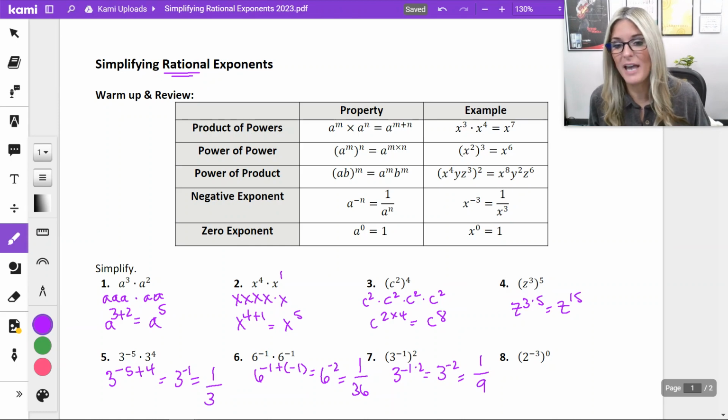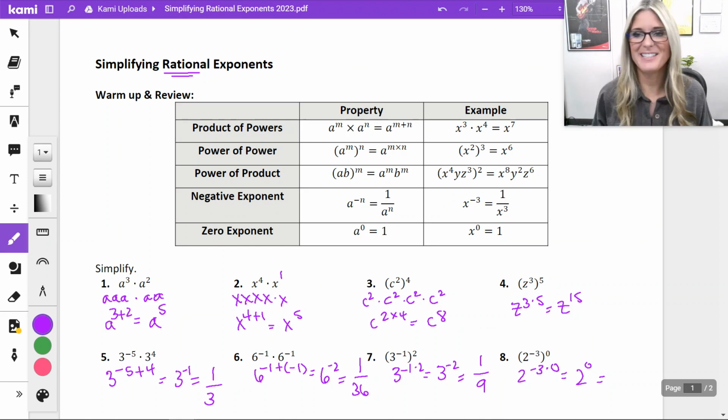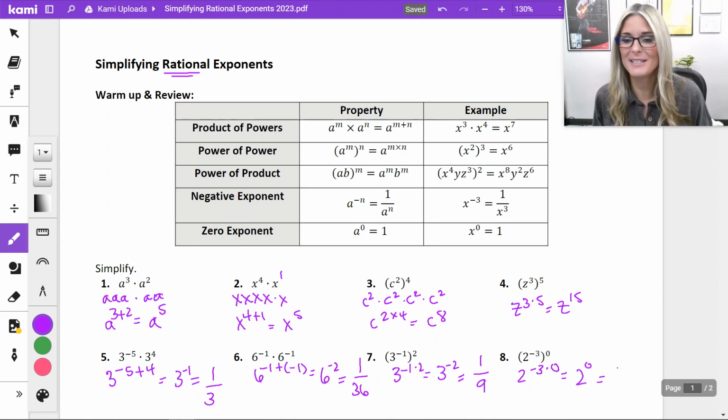And number 8, we have that power to power there as well, multiplying. I can see 2 raised to the negative 3 times 0, of course, is 2 to the 0. Finally, using that 0 exponent rule, anything to the 0 power is equal to 1, plain old 1.